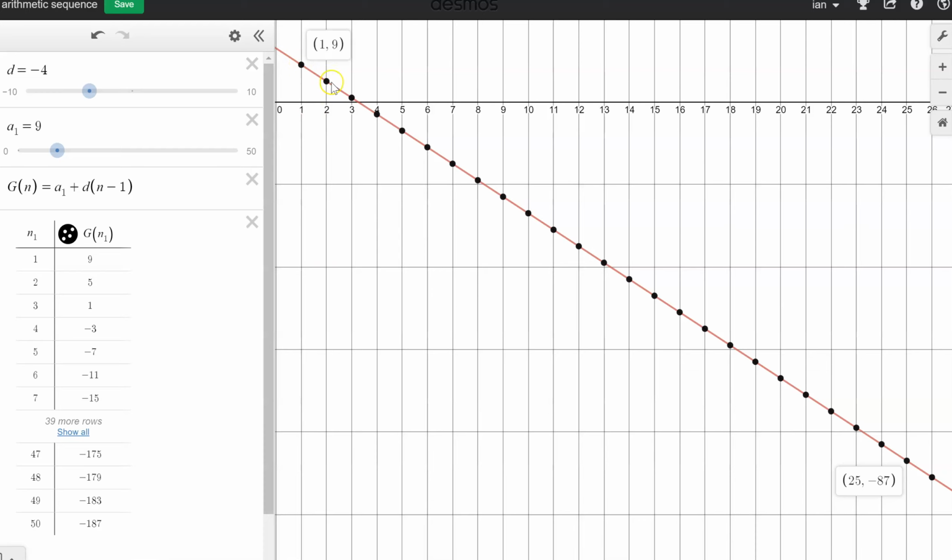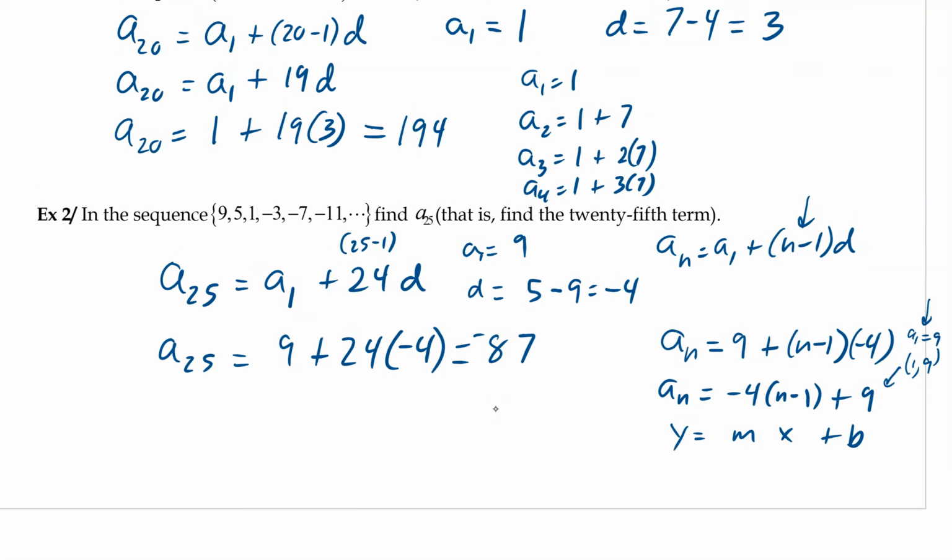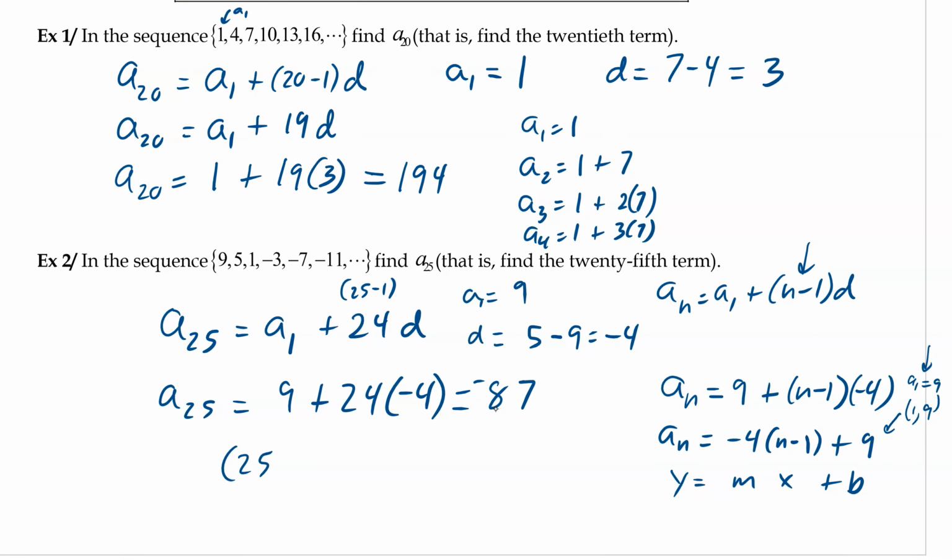So you can see we went from 9 to 5 to 1. It's down 4 over 1, down 4 over 1. You get 24 of them. So when you look at this formula, that's what you have to think about. My slope is negative 4. My first point is 1 comma 9. And I'm going down 24. So each of these are coordinates. So this would literally be 25 comma negative 87.